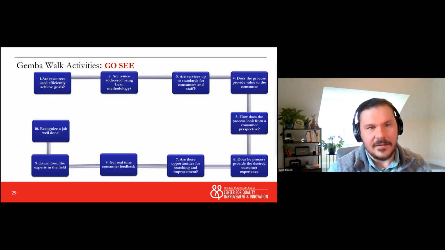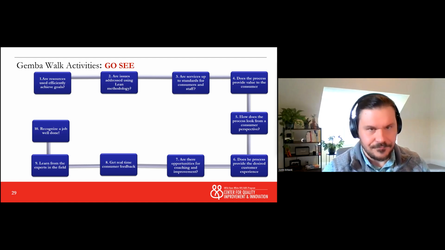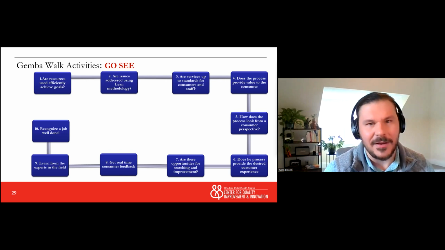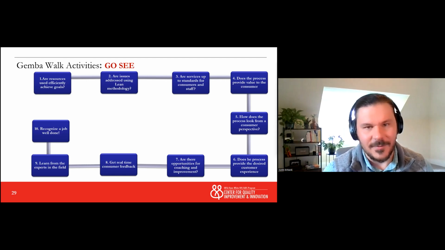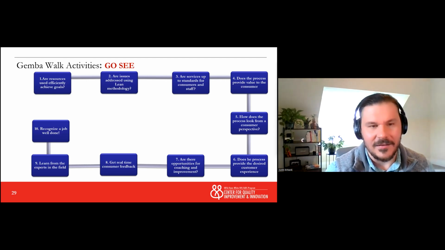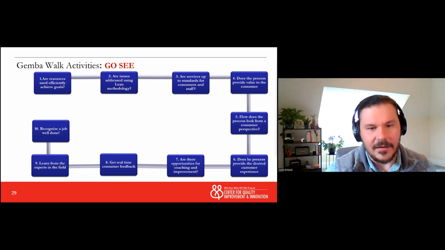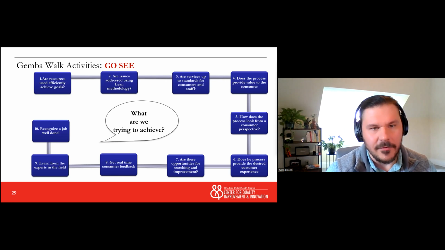So the next step is go see. For the go see step, I'm not going to go through each of these one by one, but these are just things we may want to have on a checklist as we go through a Gemba walk. So, looking at how resources are used. We want to see, does it seem like things are flowing well? Do we notice a lot of people waiting? Are patients and customers and consumers being helped right away? What's their experience? And it's okay to talk to a patient and say, hey, how's it going? So we're getting a little bit of feedback in real time, learning from the experts in the field, and recognizing a job well done. If you're more familiar with the model for improvement, this is really still our planning phase. So, what are we trying to achieve?